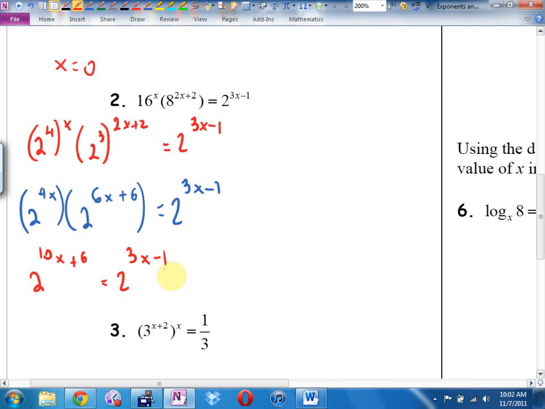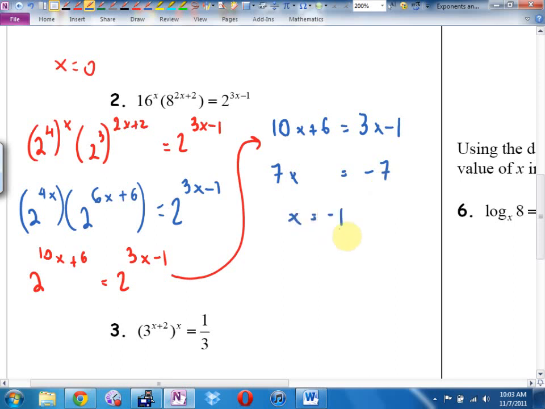Katie, do I have one base equals one base? Are my bases the same? Then I can equate the exponents. I'm going to solve this equation. I'm going to minus 3x from both sides. That's going to become a 7x. And at the same time, I'm going to minus the 6 over to this side, and that's going to become a negative 7. Oh! I think x ends up being negative 1.